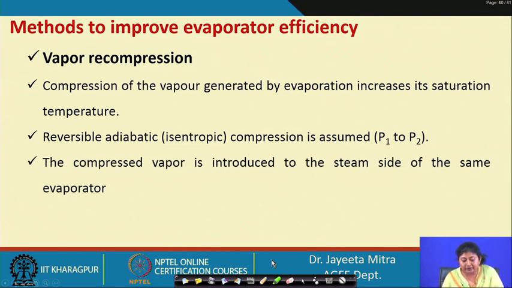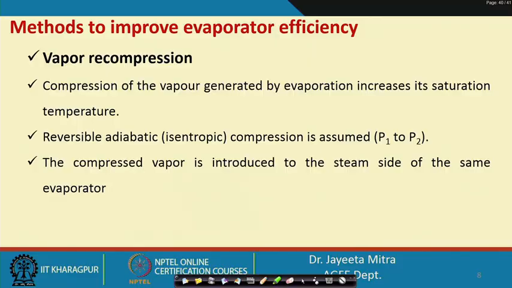The compressed vapor is introduced to the steam side of the same evaporator. So, here we are not going to add a different effect, but within the same effect we just recompress the vapor that is coming out of the effect and then we reuse it in the steam side section of the evaporator.